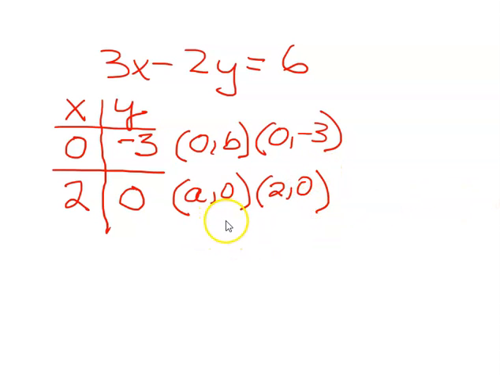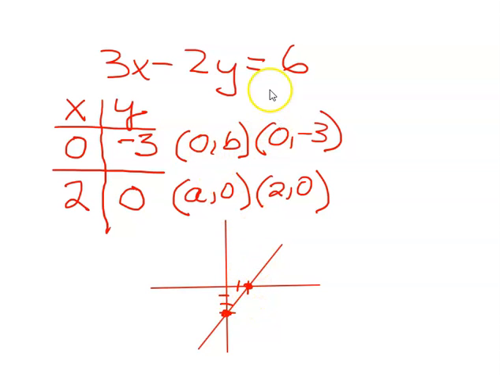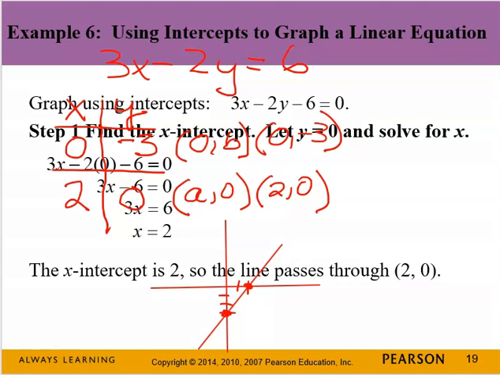Now you're going to make a little graph, and you're going to plot these. 0, negative 3. So 1, 2, 3. There's your y-intercept. And then 2 comma 0. There's your x-intercept. And then use your line tool, and you have plotted using the intercepts. That's my 2 cents, and let's see what the picture looks like here.